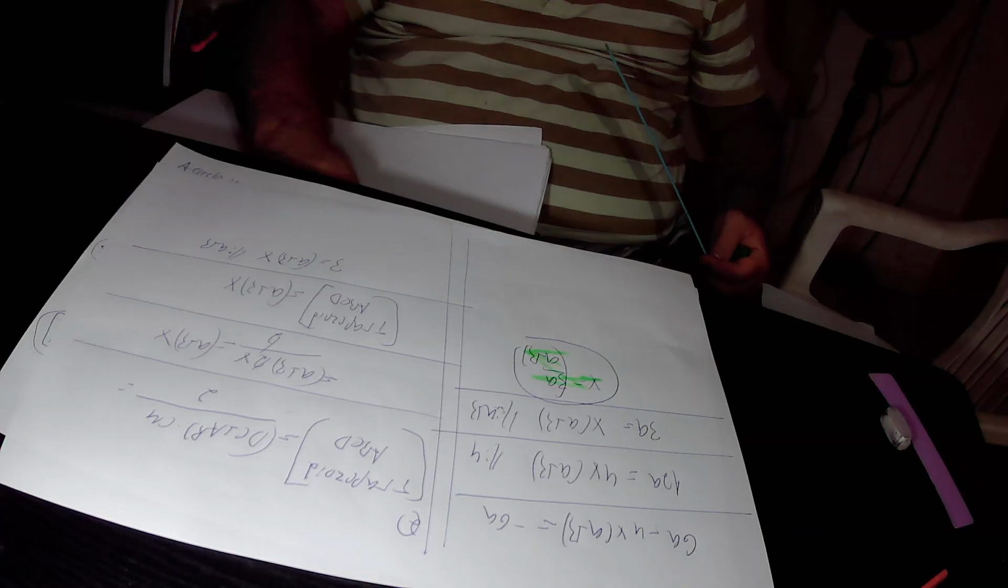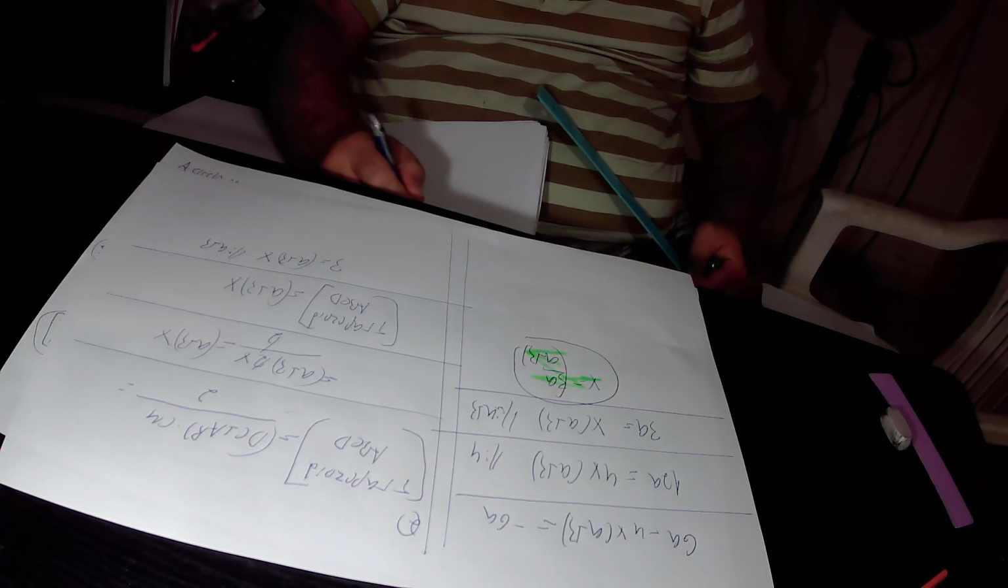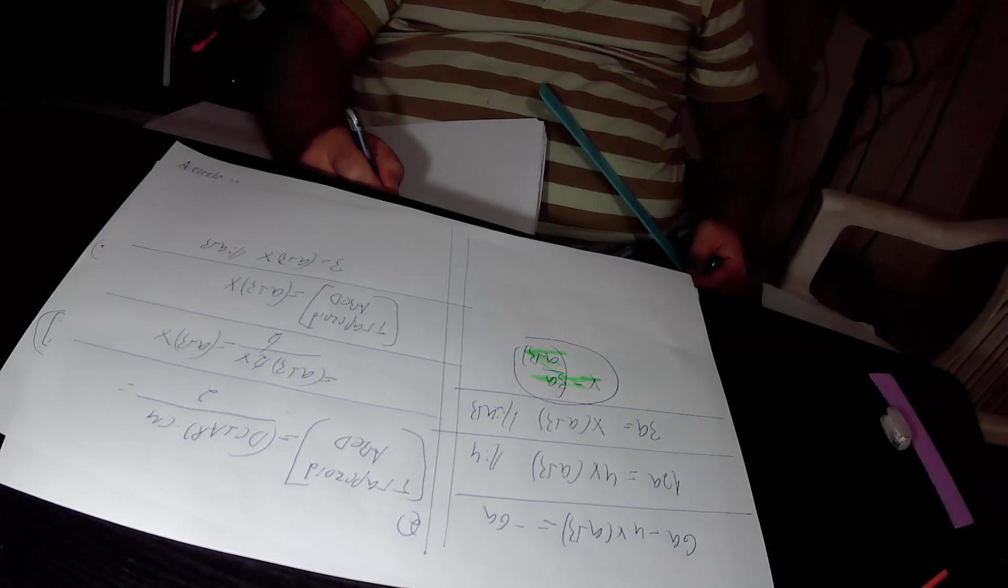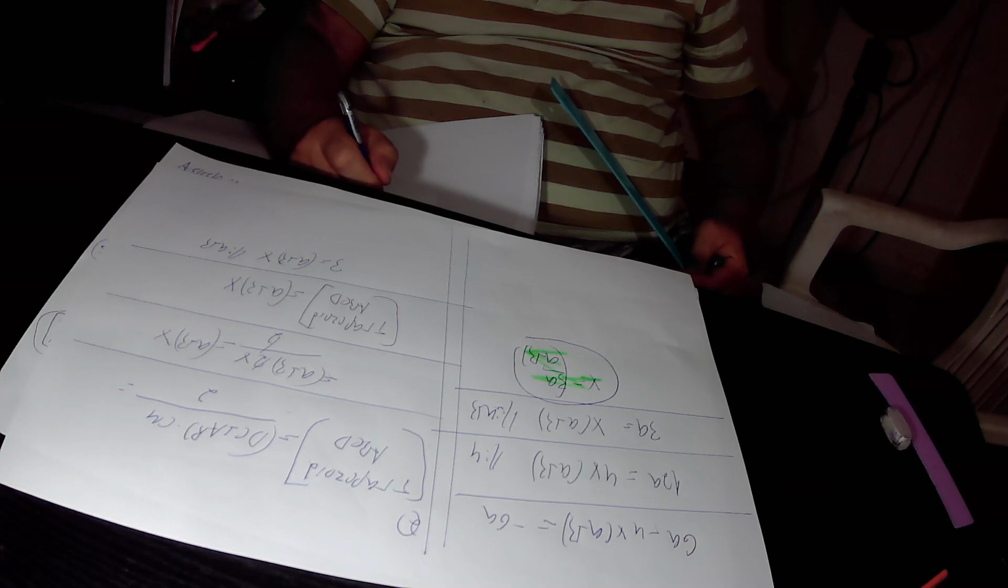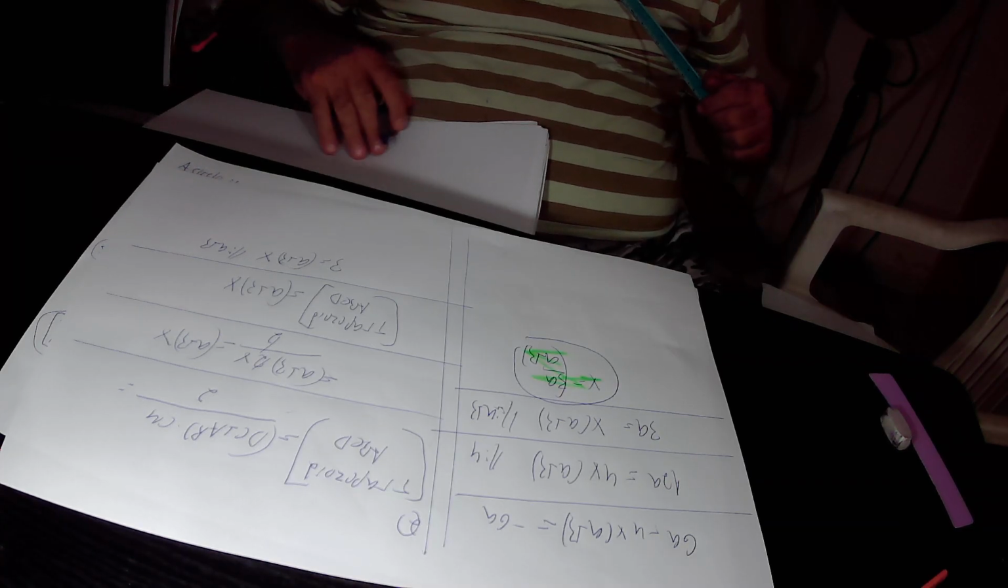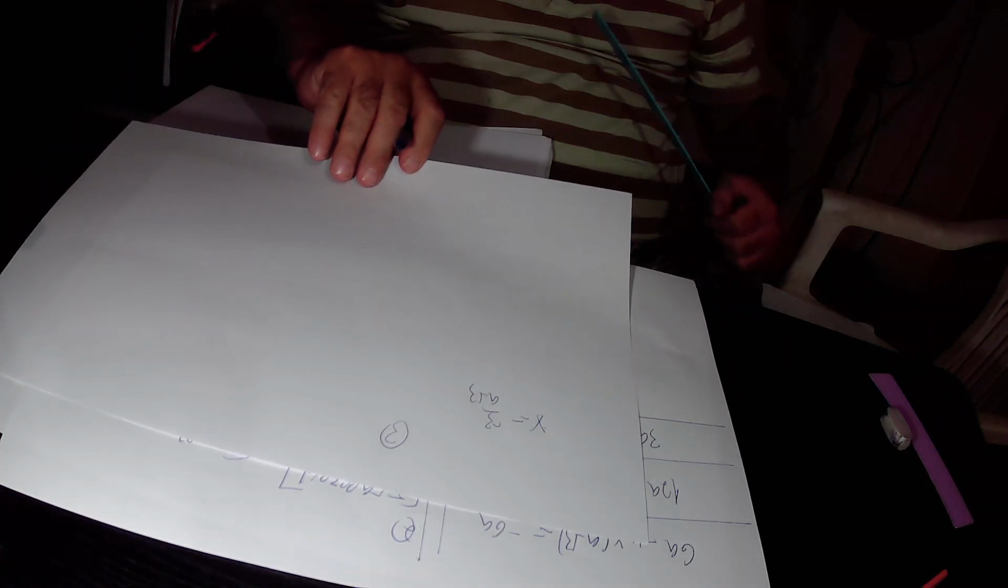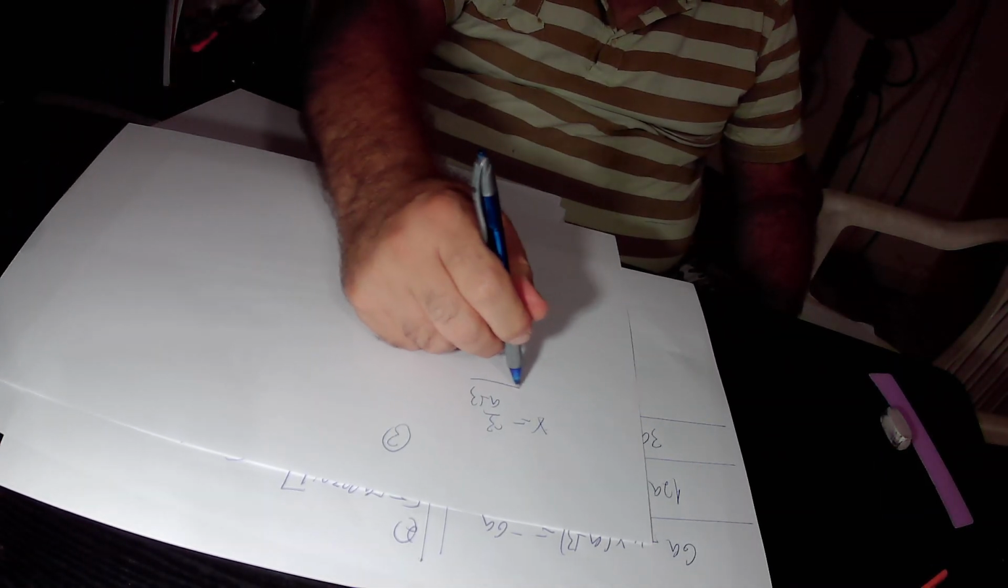And we get that x equals 3 over a plus 3. So now we find that x equals 3 over a plus 3.